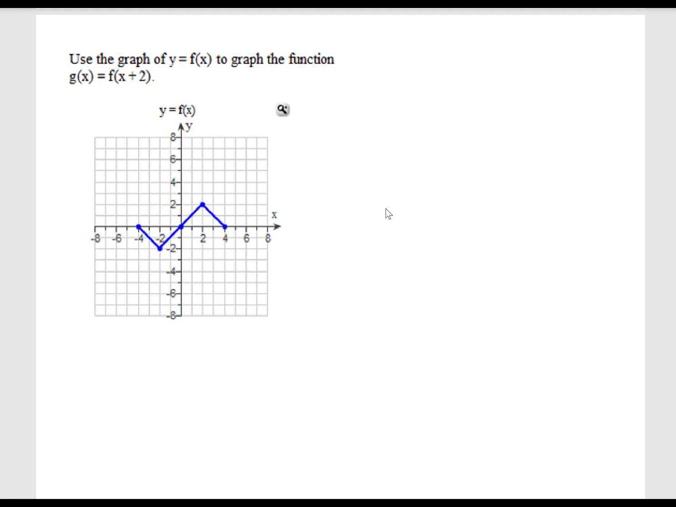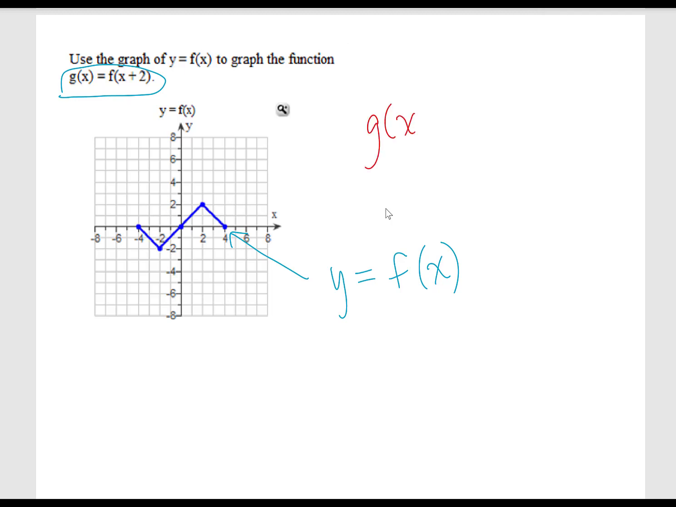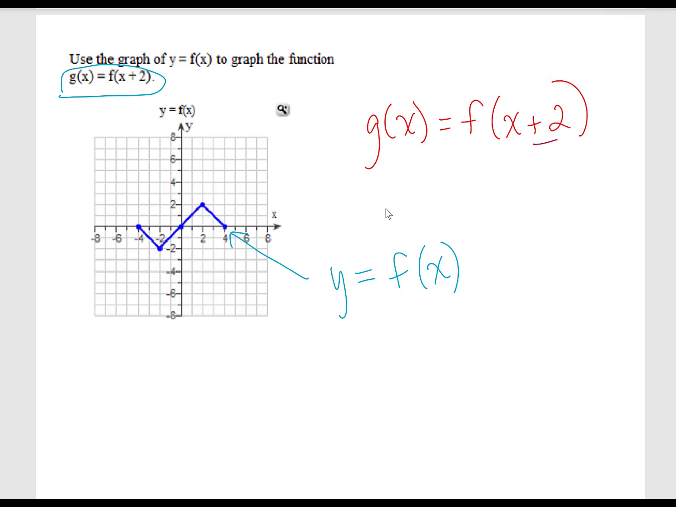So here they show us y equals f of x. So basically that's the function f of x. And they want us to find g of x, which is f of x plus 2. So I'm going to write that over here. The change here is the plus 2. It's happening inside of the function. It's housed with the x, right? So that's going to be your left or right movement. It is not true to the sign.